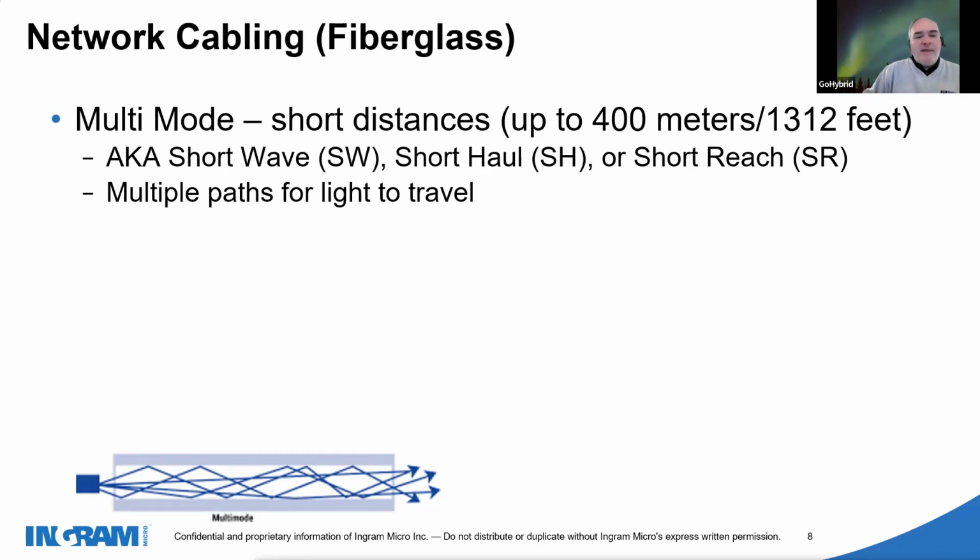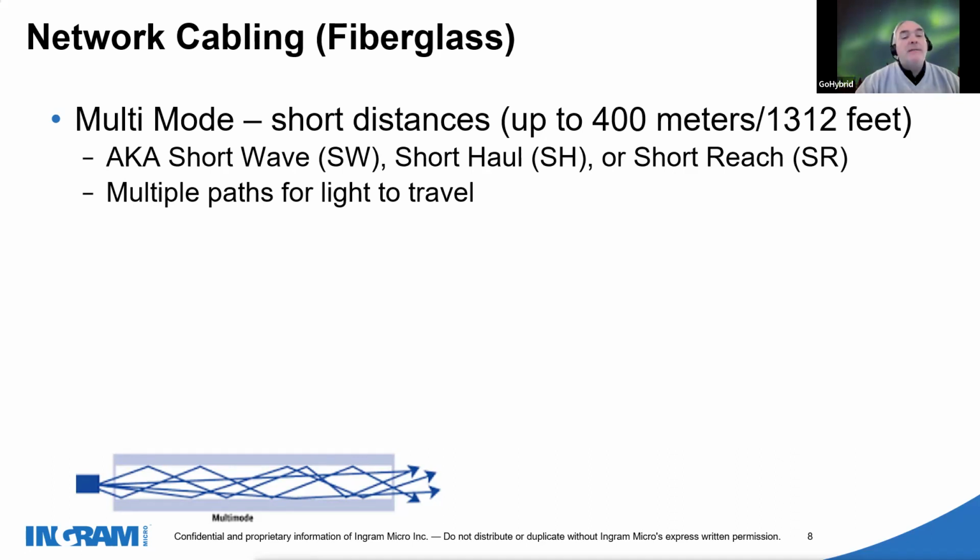And there are multiple paths for light to travel down a multi-mode cable. And that's exactly what multi-mode means. Mode is a path for a beam of light. So if it's multi-mode, it supports multiple paths for a beam of light. As you can see from the diagram on the bottom there, the idea is you shoot a light pulse down, or multiple light pulses down. They bounce around the inside of the fiberglass until they come out the other end.